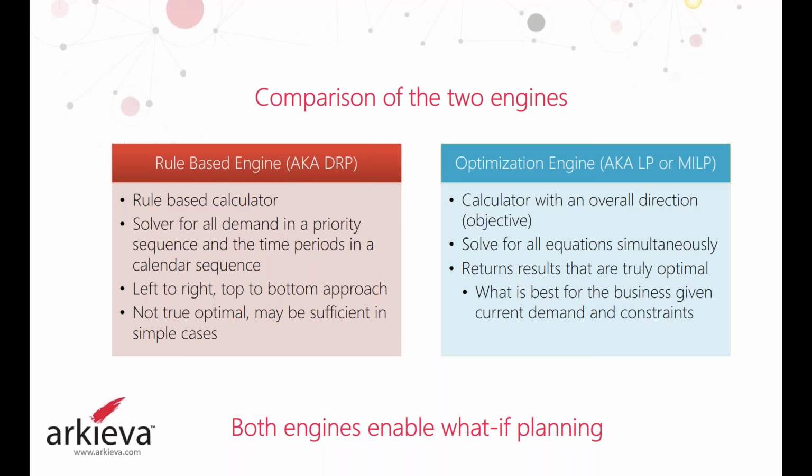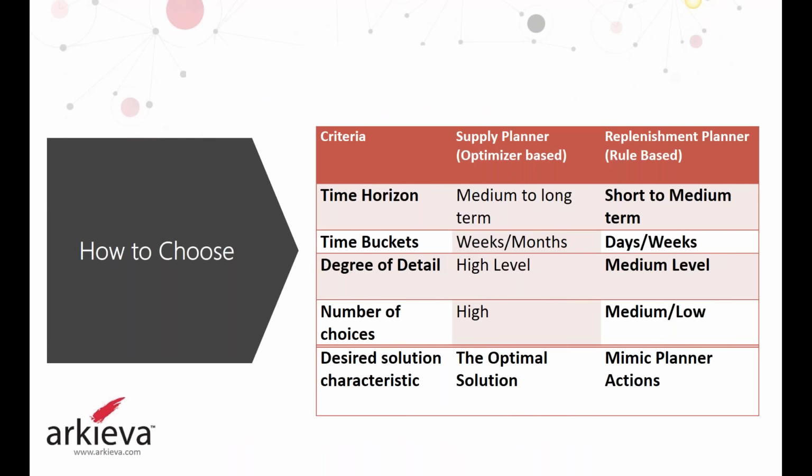Both engines have their pluses and minuses. Certainly both engines enable what if or scenario type of planning, because once you build a model, you can tweak certain inputs and then get different kinds of outputs. So both engines have their own power, and if you are finding yourself in a position to try to figure out which one to pick, some things to look at in your decision criteria could be your time horizon. How long of a plan are you interested in running? Time buckets, are you looking at days and weeks, or weeks and months, or quarters?